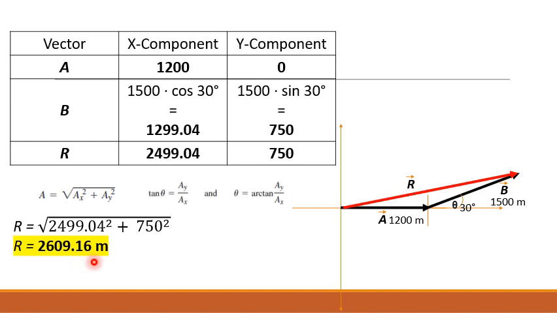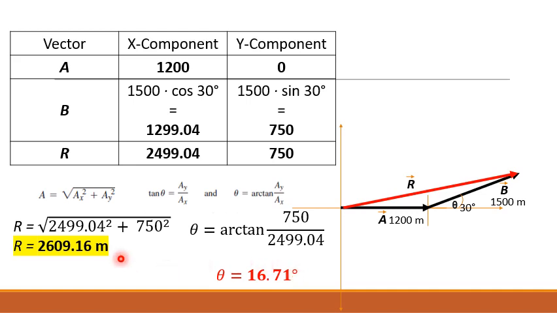2,609.16 meters. To get the angle formed from the origin or from the x-axis, you just have to get the arctangent of the quotient of the y and x component. So divide 750 by the x component, 2,499.04. Get the arctangent and the answer is 16.71 degrees. So the resultant is 2,609 meters, 16 or 17 degrees, that is north of east.